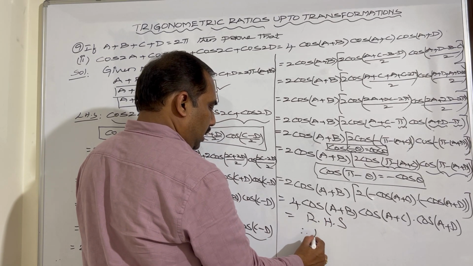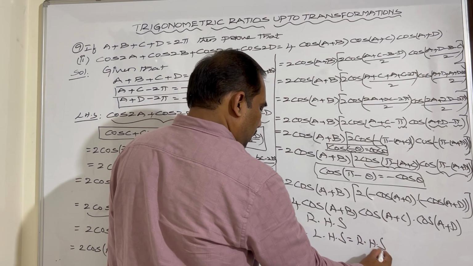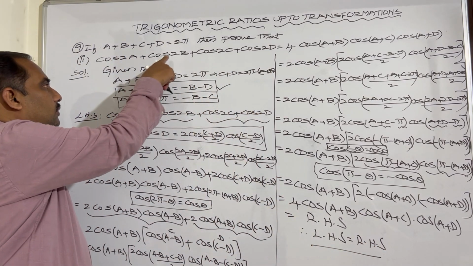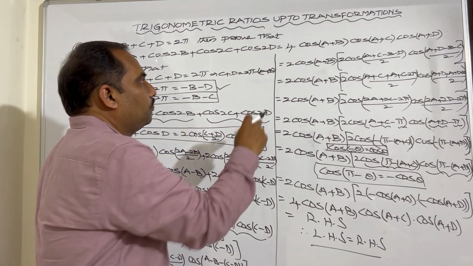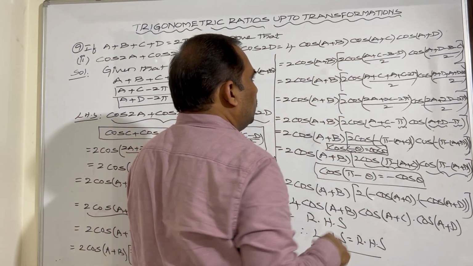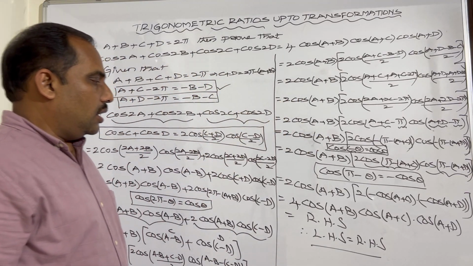Therefore LHS is equal to RHS. So like this we can prove that cos 2a plus cos 2b plus cos 2c plus cos 2d is equal to 4 into cos of a plus b into cos of a plus c into cos of a plus d.